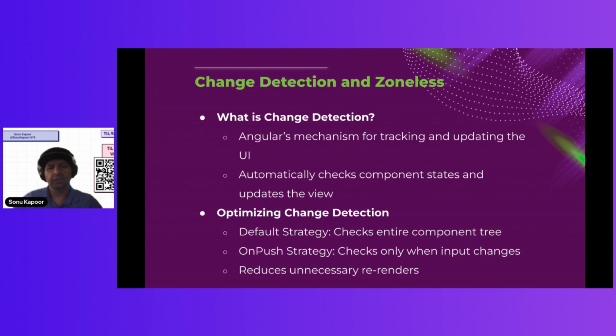especially in complex applications. By using on-push, you can skip unnecessary checks and focus on only what matters, those components that actually need to be updated. And this makes your application faster, more efficient, and able to handle more complex UIs without any performance degradation.